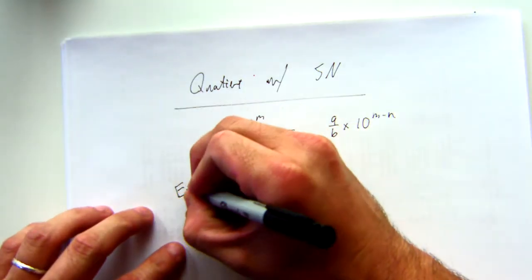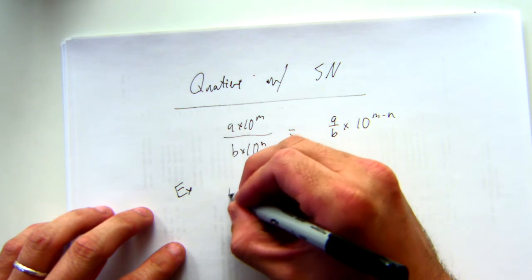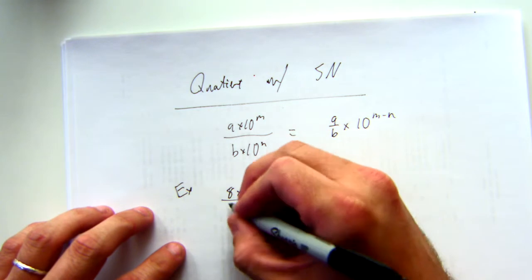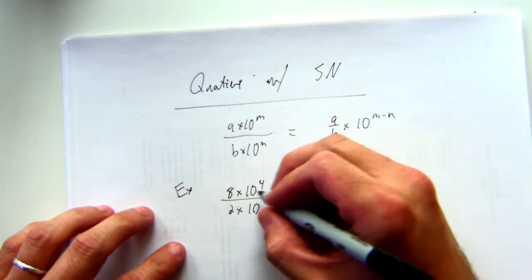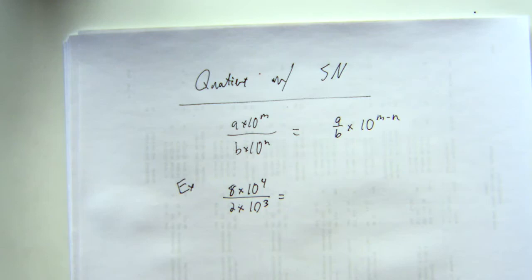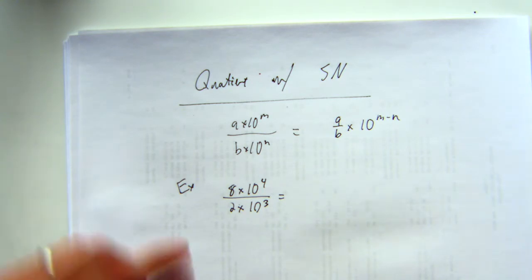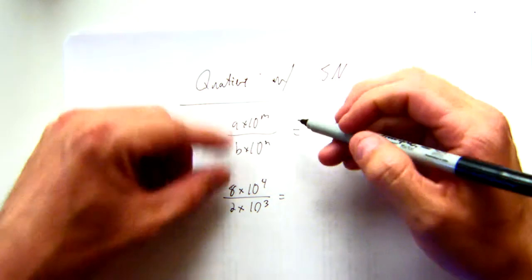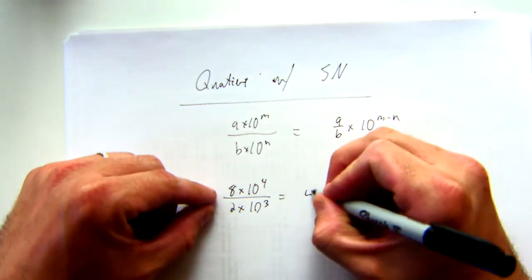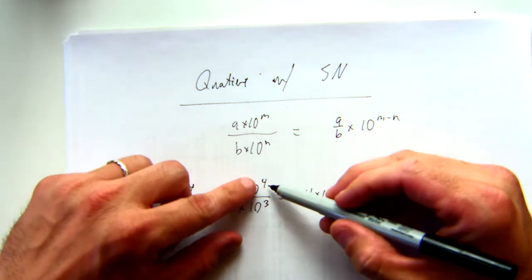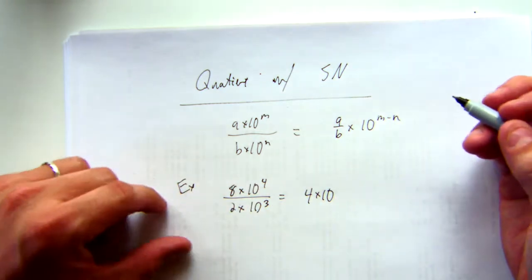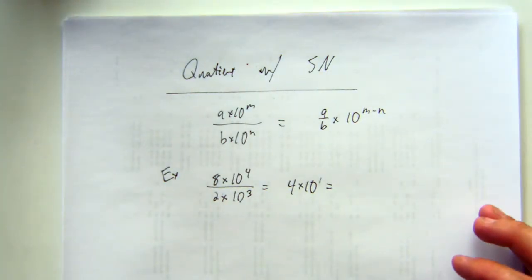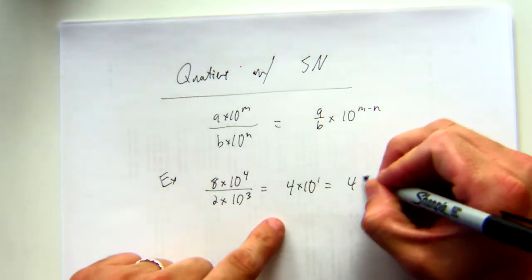We'll do an example. Suppose I do 8 times 10 to the fourth over 2 times 10 to the third. So my rule says just take the first number, a over b. So what's 8 divided by 2? 4 times 10 to the 4 minus 3, so it's just 10 to the 1. What is 10 to the 1? And so this is going to be equal to 40.